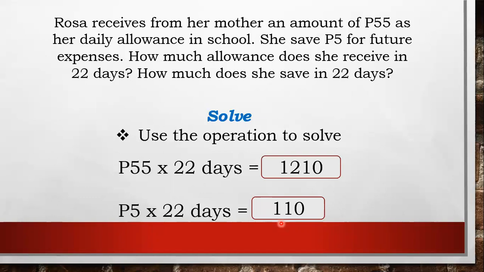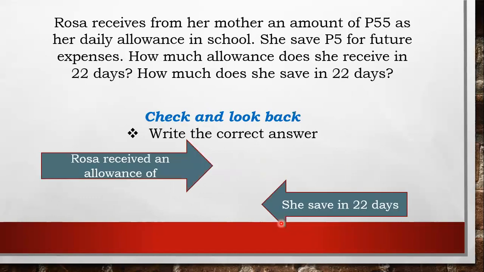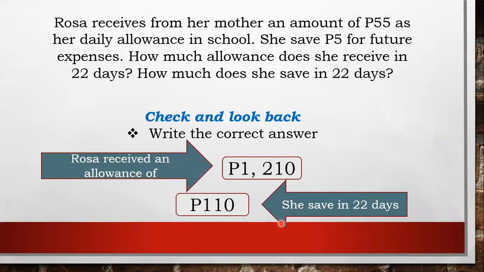Now, let's go to the last step. That is to check and look back. So let's interpret what 1,210 means. This is the total allowance Rosa received for 22 days. Yes, you are right. And the money she saved in 22 days is 110 pesos.